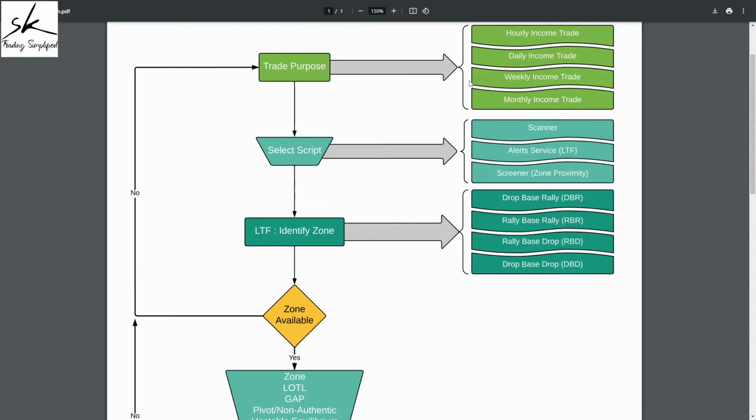Both of them have different approaches. Alerts are purely based on the zones which are getting formed on that particular day during the live market, and the screener is your proximity to the zone, whether that zone was formed on the current day or a day before or a week before or a year ago or 10 years ago. Doesn't make any difference. As long as we are in that proximity range, it will get shortlisted for you, right?